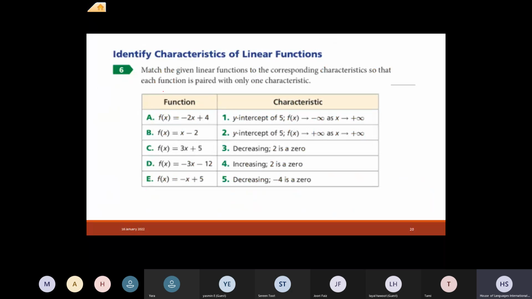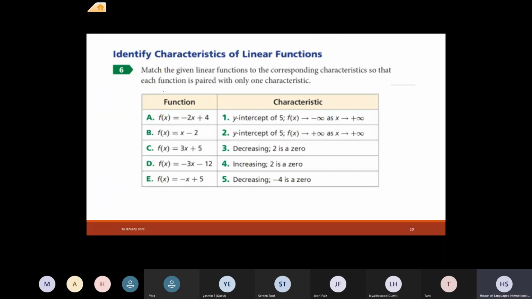Now here, match the given linear functions to the corresponding characteristics so that each function is paired with only one characteristic. Here they give me characteristics. I want to determine which function will be. Look at the first one. Who wants to try it? Yes, Maya. Y-intercept is 5. When f of x goes to negative infinity, x goes to positive infinity.